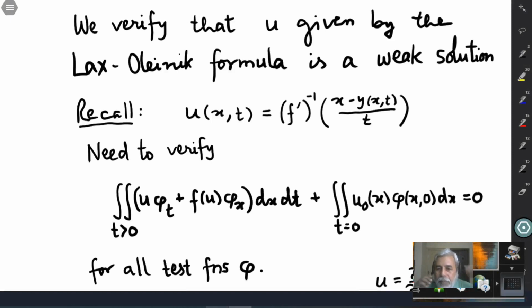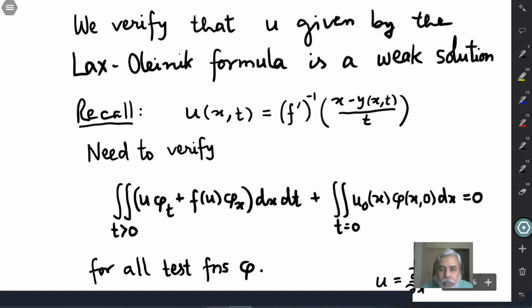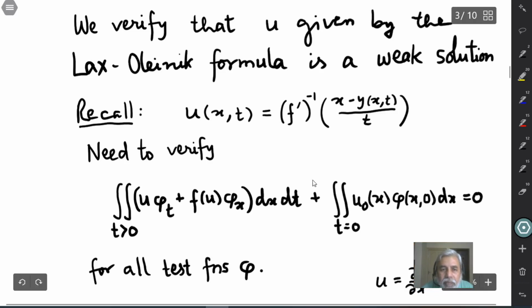In the previous class, we derived the Lax-Volinic formula and we also verified that the solution given by the Lax-Volinic formula is a weak solution of our conservation law. So we continue a little more discussion on that function given by the Lax-Volinic formula.